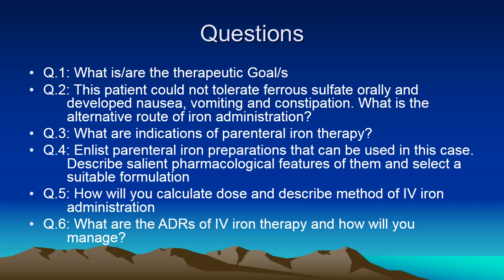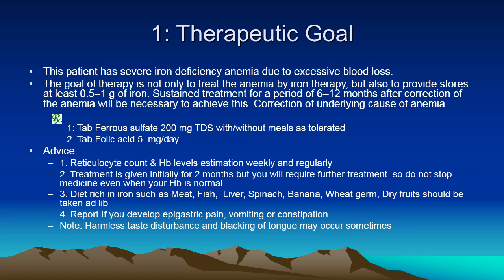Question 5 is: how will you calculate the dose and describe the method of intravenous iron administration in such cases? And the last question is: what are the adverse reactions of IV iron therapy and how will you manage them? Question 1: the therapeutic goal is not only to treat the anemia by iron therapy but also to provide stores of at least half to 1 gram of iron, and this requires sustained treatment for a period of over 6 months after correction of anemia when oral therapy is given.